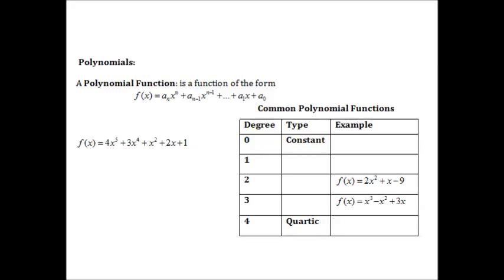So then let's take a step back and think about what a polynomial really is. The word polynomial has two parts. The first part, poly, stands for many, and nomial means term. So a polynomial has many terms.